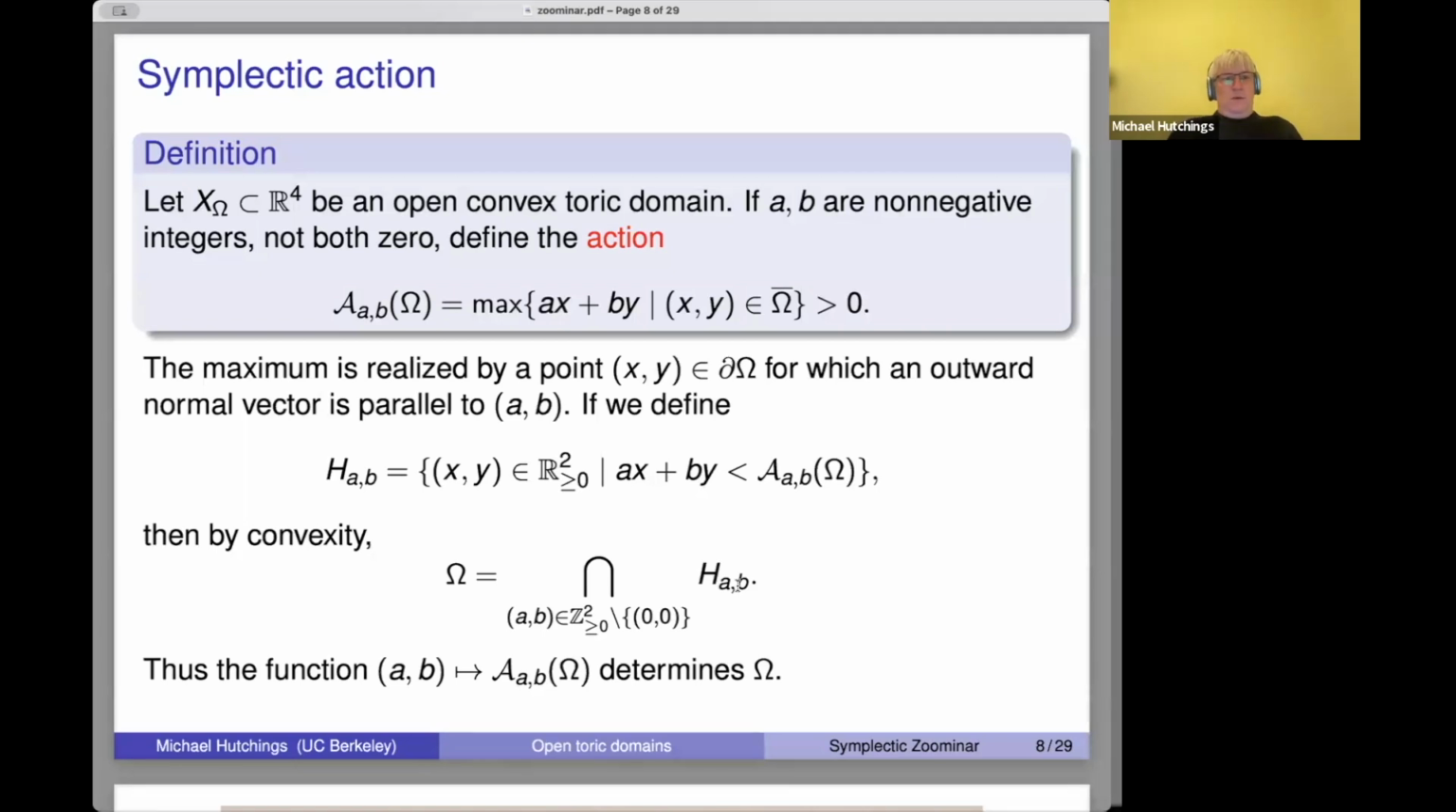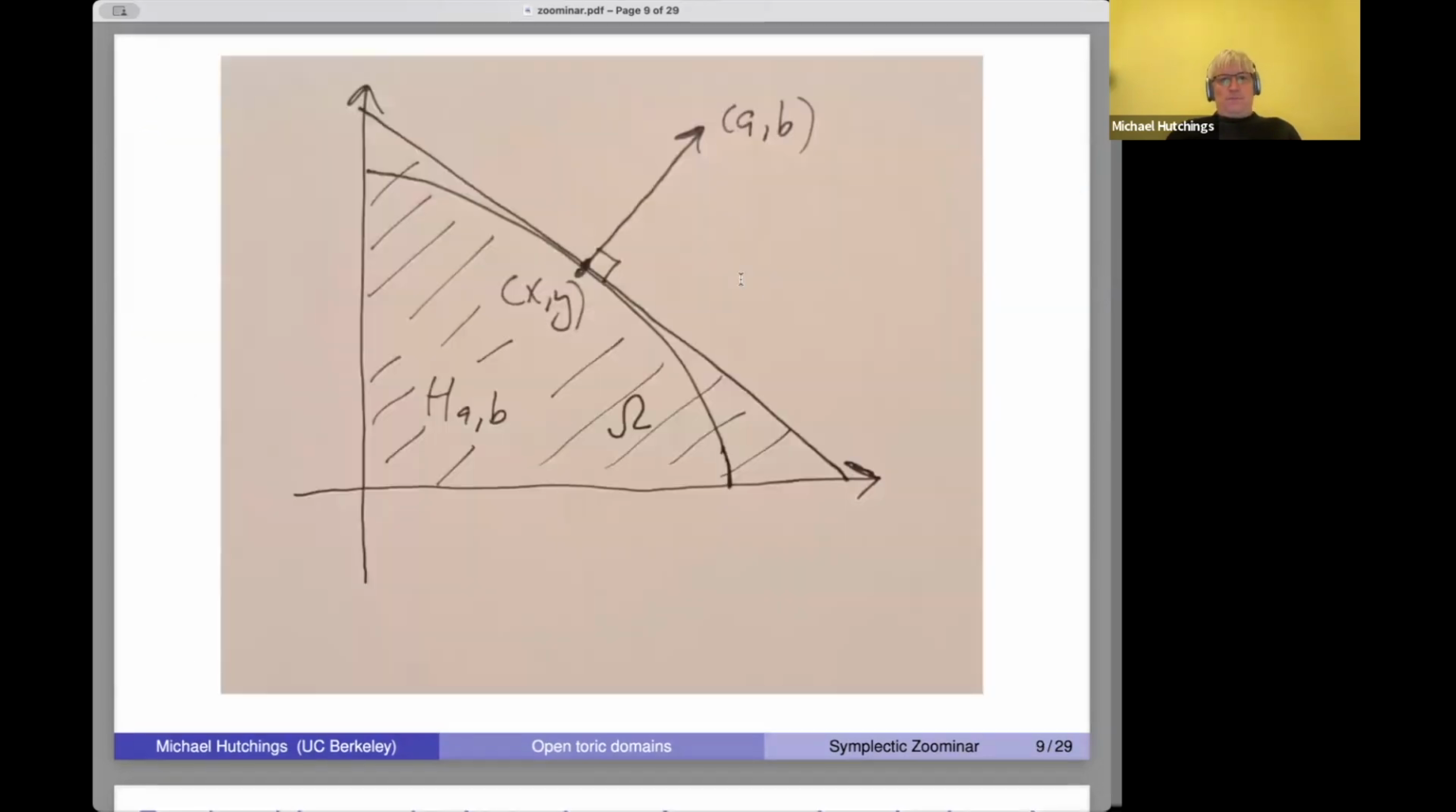I need another definition. So if X_Omega is an open convex toric domain, and if (a,b) is a pair of non-negative integers, there's an action, which is just a real number. And this is the maximum of ax plus by, where the point (x,y) is in the closure of the domain. I'll draw a picture. So here's Omega.